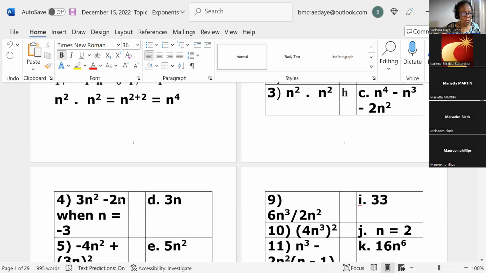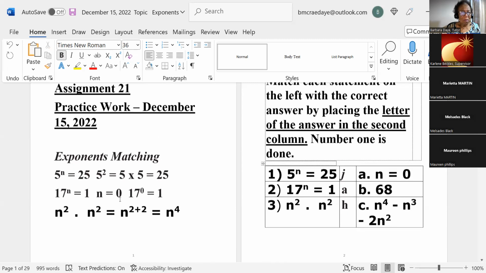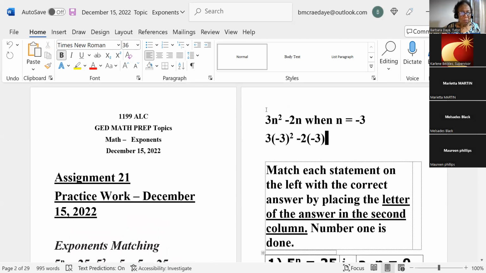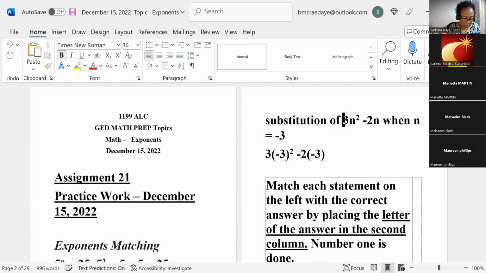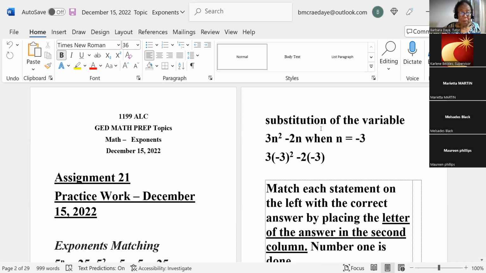This is called substitution of the variable. Yes, this is what this is called. Let me put it here. Okay. Substitution of the variable. Okay, so that's what we did. Substitution of the variable. The variable here is N. So wherever you see that variable, you want to put a -3. So this becomes 3 times -3 to the second power minus 2 times a -3.